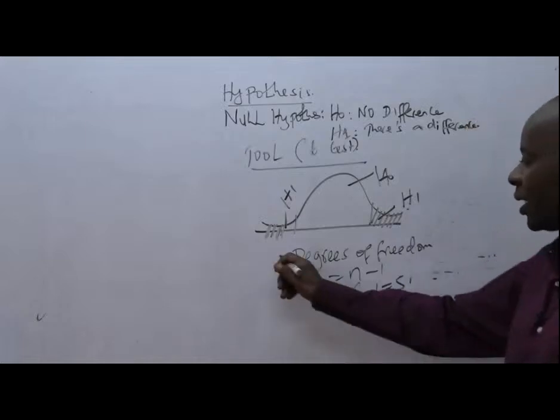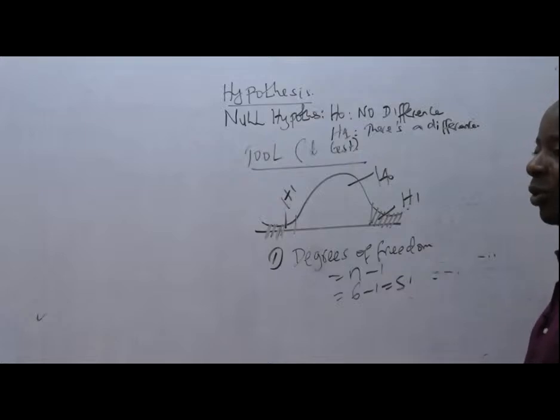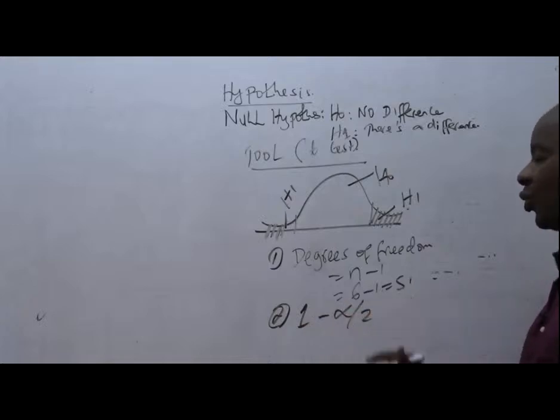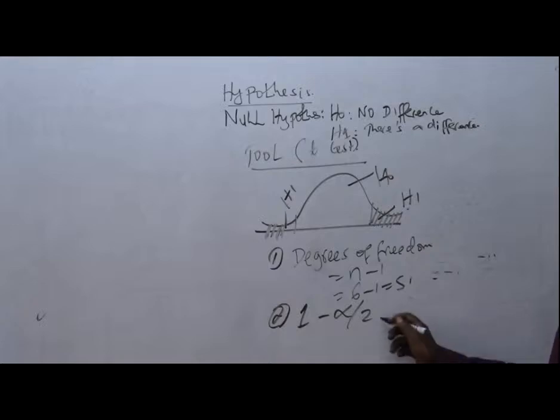This is one of the things that are required for us to be able to read the t-critical. And then number 2, we have 1 minus alpha over 2. So this will be 1 minus 0.05 over 2, which will end up giving us what figure?